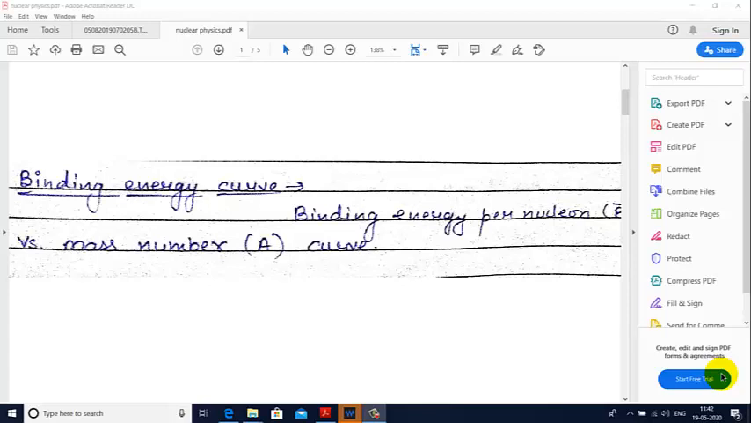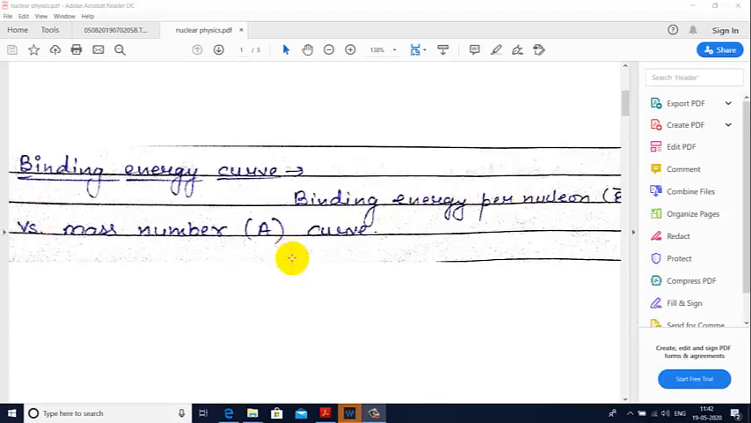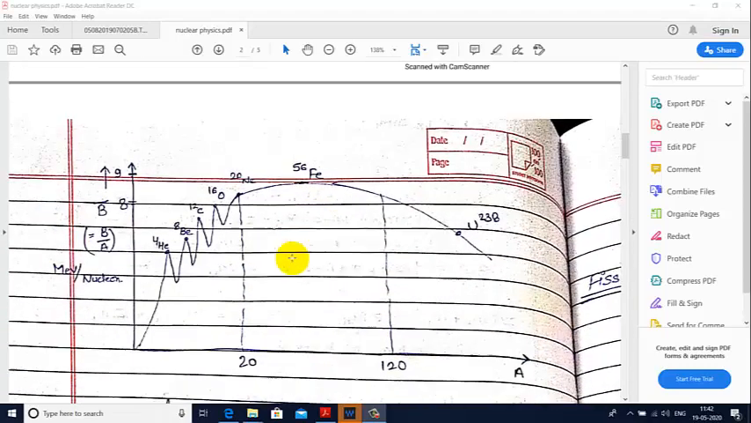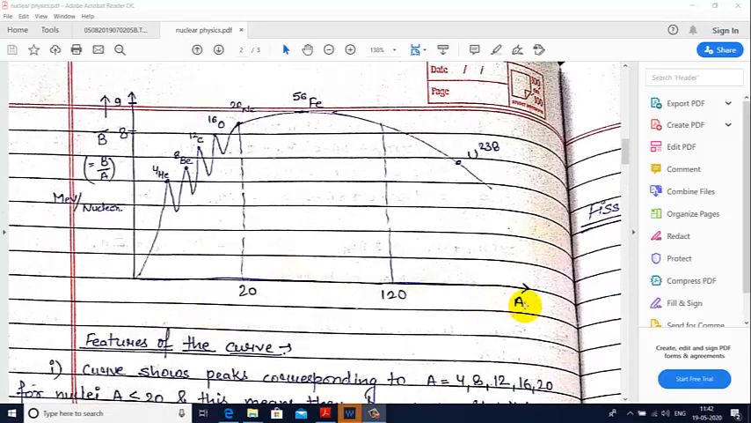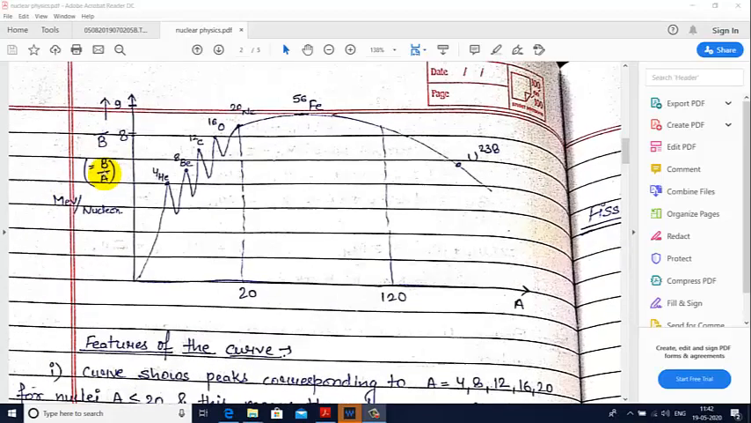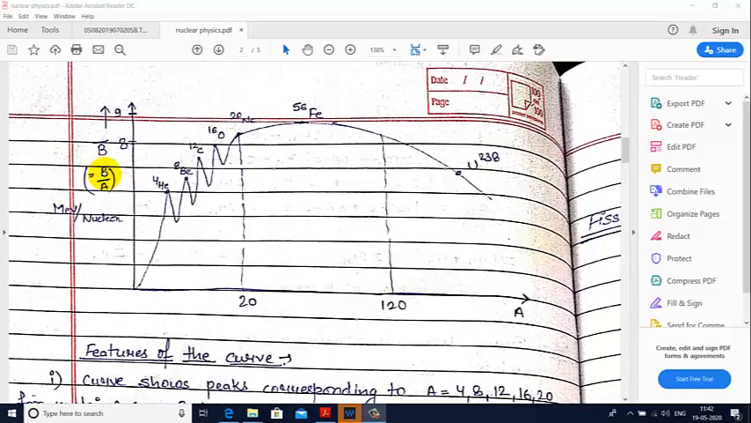So binding energy curve is a graph that is plotted between binding energy per nucleon and mass number. So this is the curve. On the x-axis there is mass number A, and on the y-axis there is binding energy per nucleon. So what is the importance of this curve?